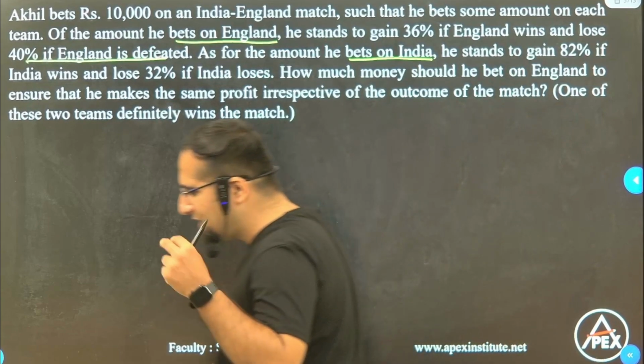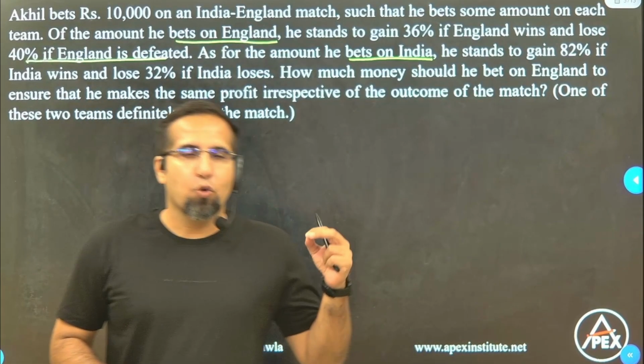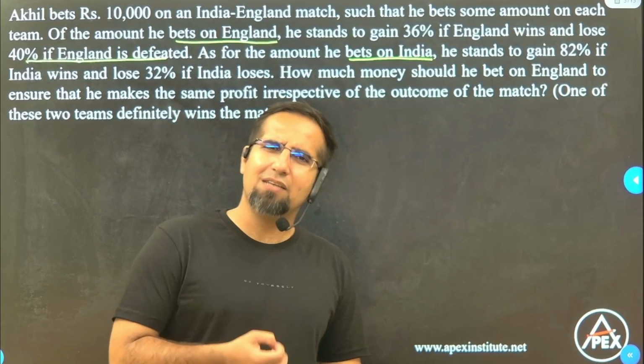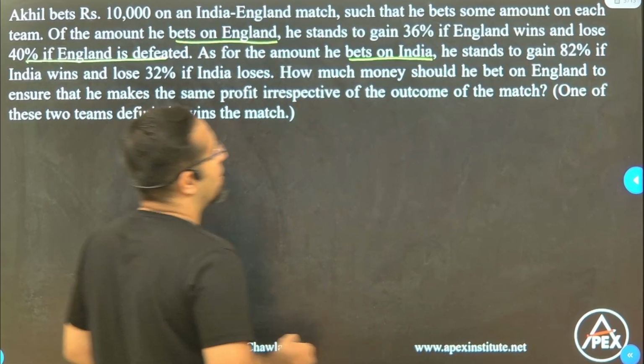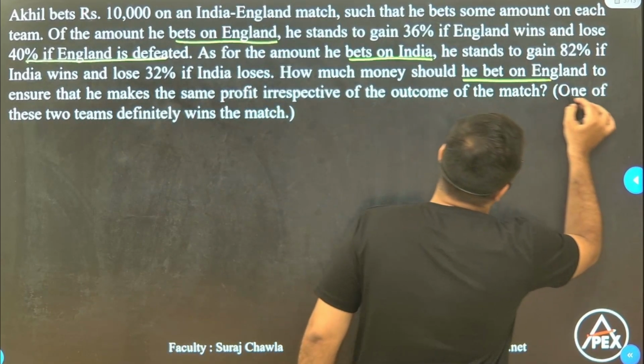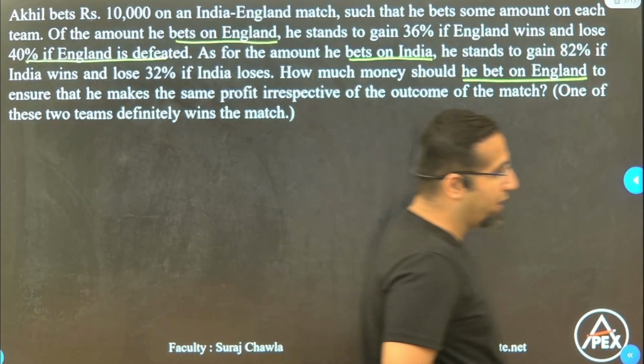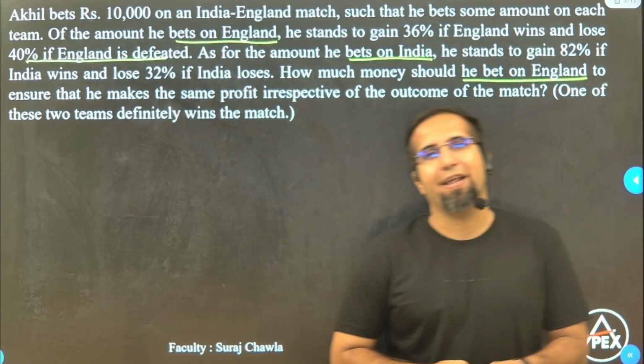Now always remember, you will assume the value as 100x for whatever is asked in the question. What is asked in the question? How much money should he bet on England? So for whatever is asked of us in the question, either you will take its value as x or you will assume its value as 100x.